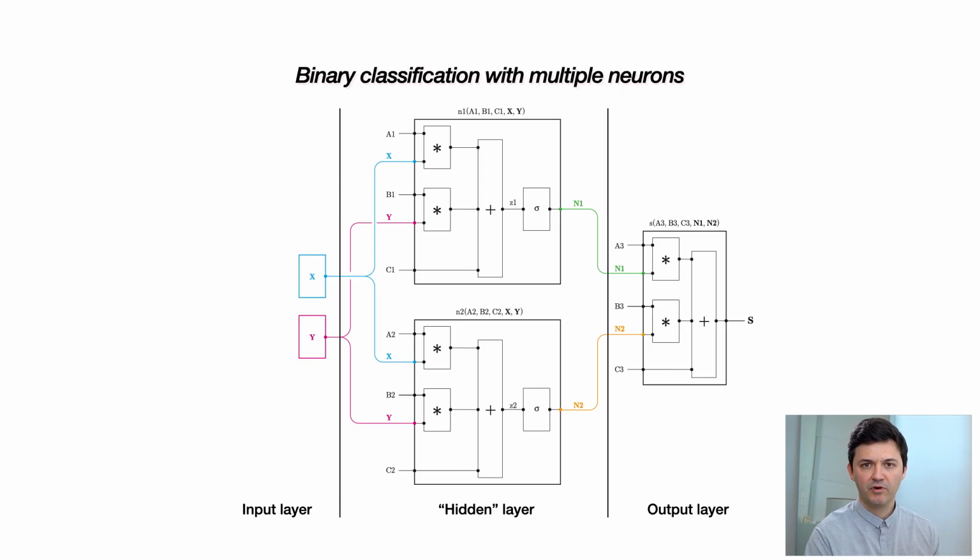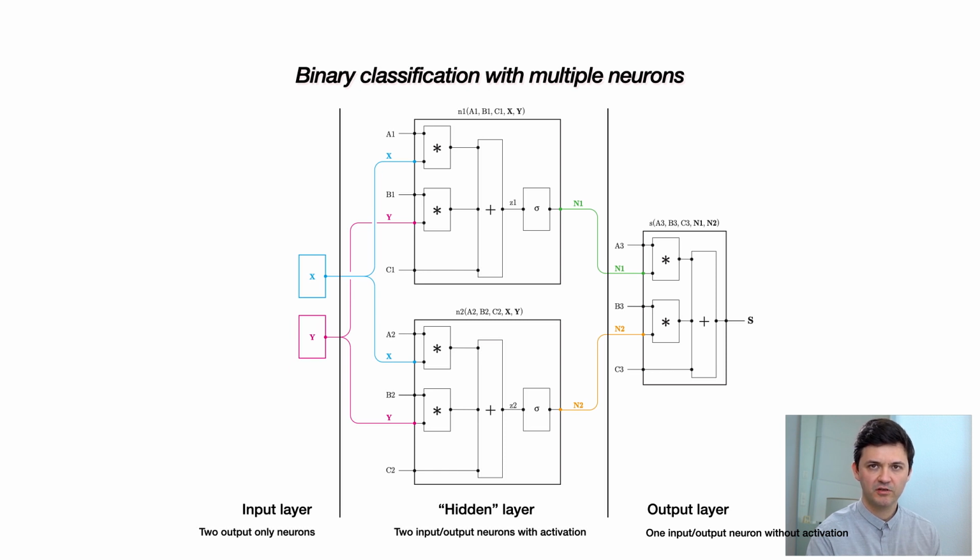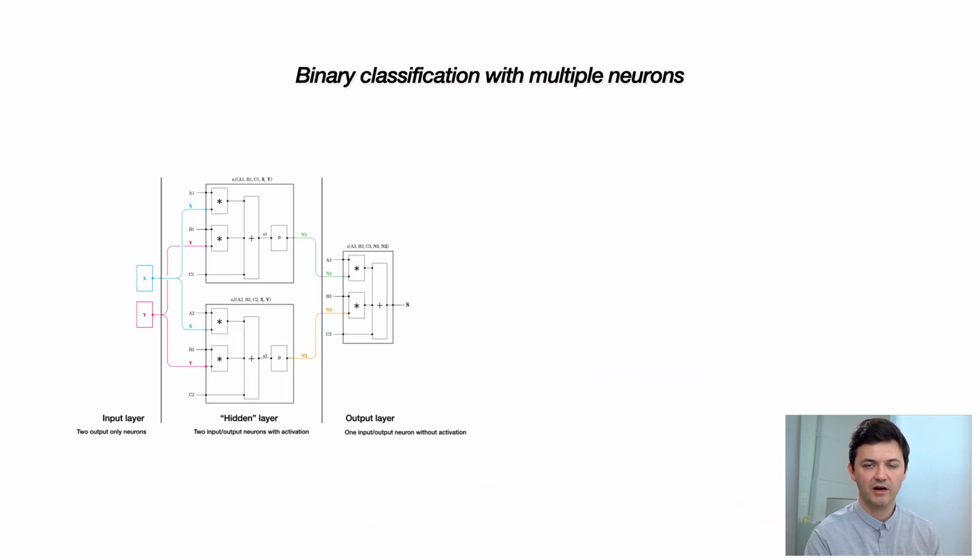Another important thing to consider is what kind of neurons we have here. In the input layer, we have our data points, so they are the simplest possible neurons, which have only outputs. In the output layer, we have a neuron which does not have an activation function. But in the hidden layer, we have 2 fully fledged neurons which have an activation function, and the activation function is a sigmoid function.